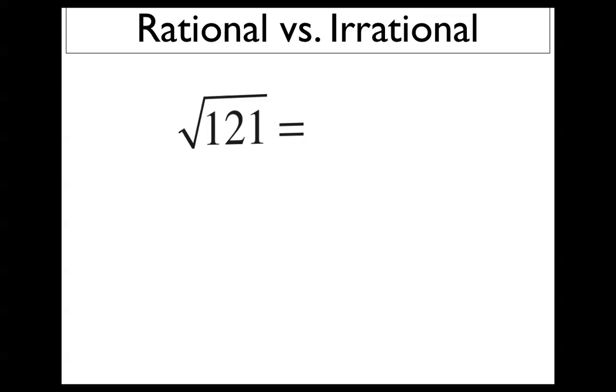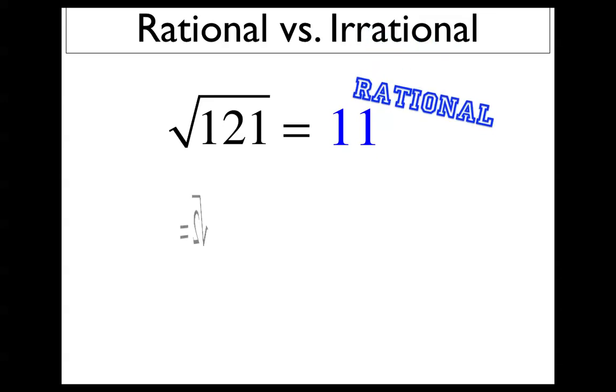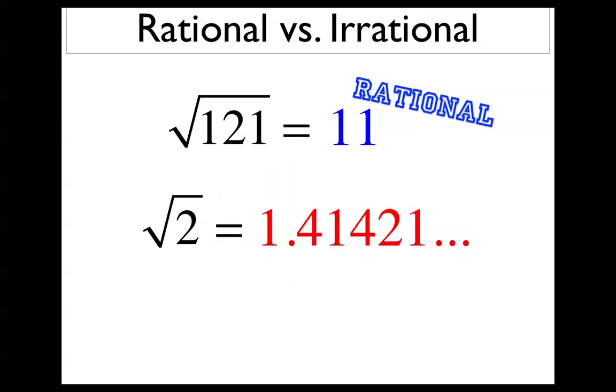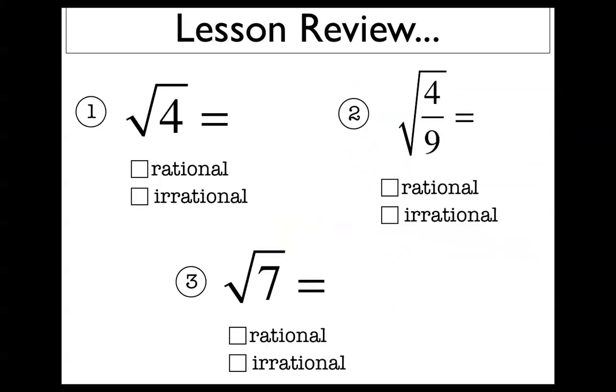Okay, so here's just a little bit more of an example. The square root of 121 is 11 because 11 times 11 is 121. That's a nice rational number. But the square root of 2, well, if you punch it into your calculator, you get something like that. That's irrational. There's no pattern to it, okay? And again, irrational numbers keep on going without a pattern.